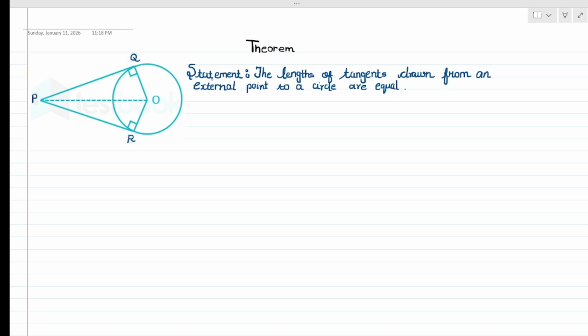Hello friends, welcome back to my channel, and our today's theorem is the length of the tangents. That means we are given the length of the tangents drawn from an external point.